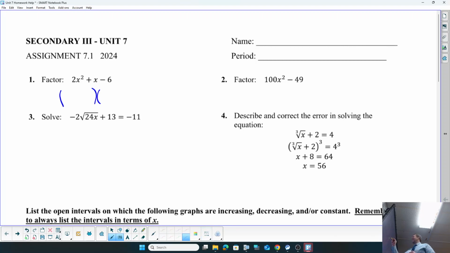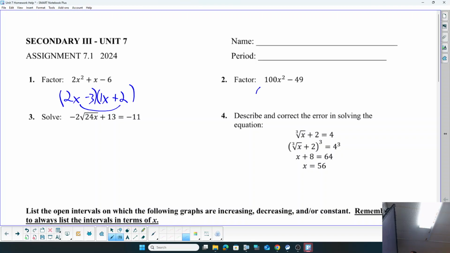Factors of 2 are 2 and 1. But what are factors of 6? Maybe 2 times 3? Yeah. And so we want a positive 2 times 2 is 4, and then minus 3. Nice. What about this kind of factoring?